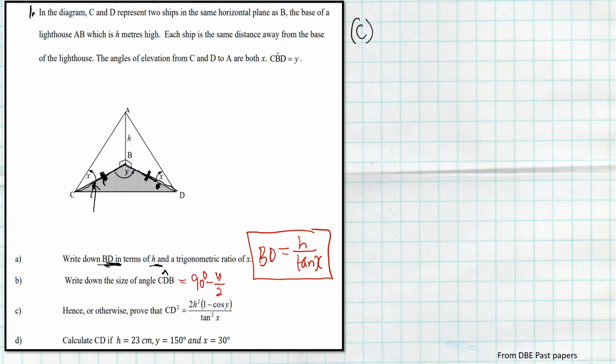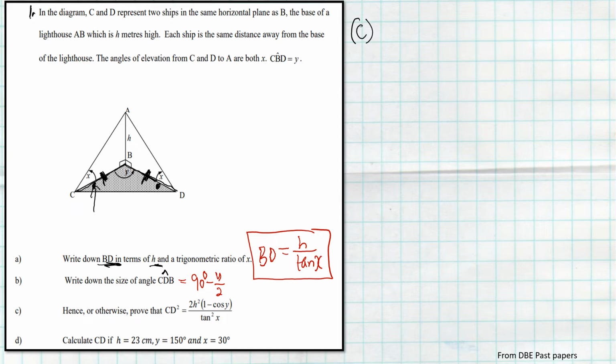So that's it. Okay, let's go to C. Quite challenging. It says hence or otherwise prove that CD squared is equal to 2h squared into 1 minus cos y, divided by tan squared x. So what do you think is the rule that we have to use here in order to prove CD squared? Whenever you see something with a square like this, CD squared, obviously it will be the cosine rule, because the cosine rule has something to do with squares. So why also cosine rule?